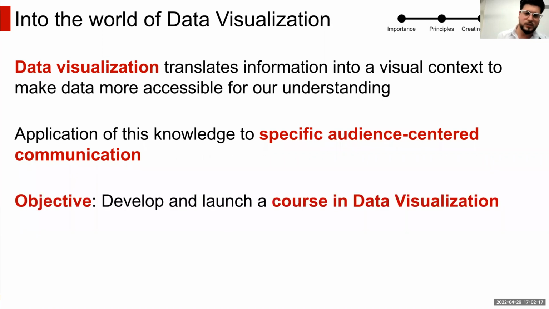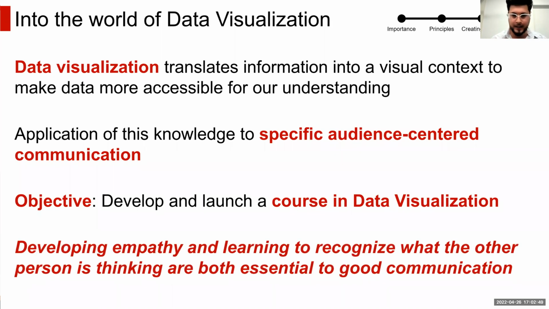My objective here was to develop and launch a course in data visualization and establish a new generation of science communicators that strive to be authentic, credible, and trustworthy. As you consider your audience's needs, you might need to balance the accuracy of your graph with how it engages with your audience. One way to think of how to do this effectively is to be empathetic to your audience's needs. Take it from Alda in his book, If I Understood You, Would I Have This Look on My Face? "Developing empathy, learning to recognize what another person is thinking, are both essential to good communication." These are the quotes from Alda.